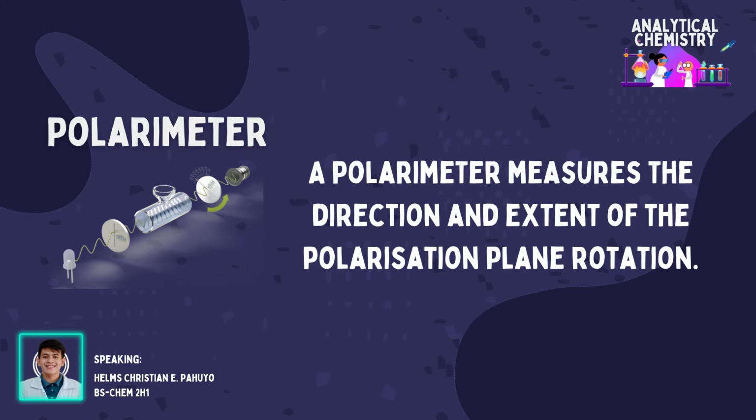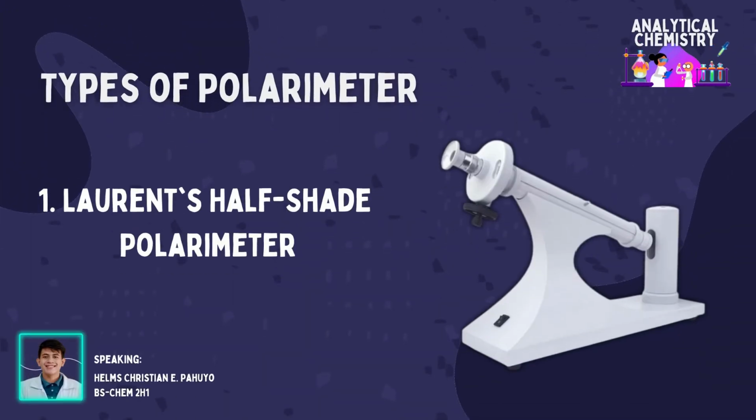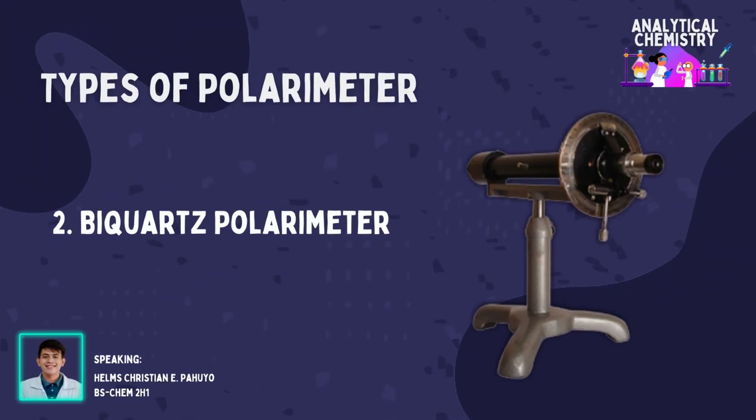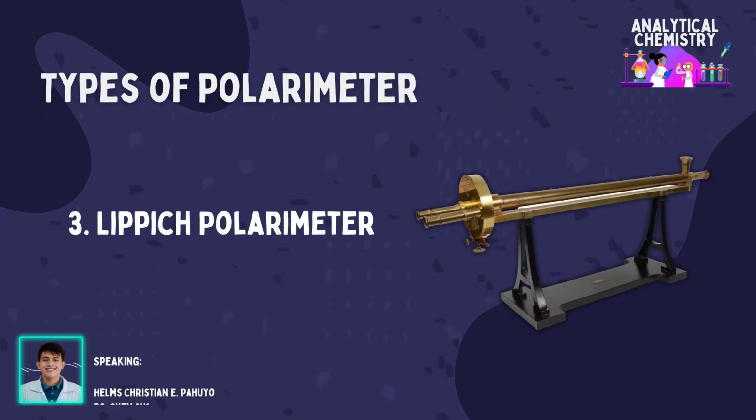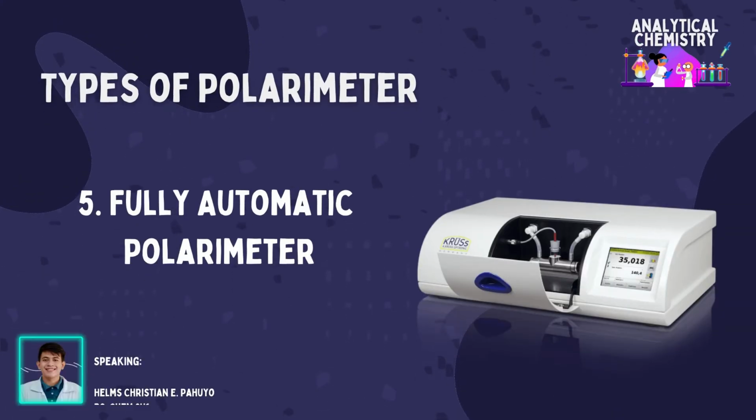Depending on the type of instrument, the analyzer is rotated manually or automatically until the maximum intensity of the light falls on the detector. A few different types of polarimeters include Lorentz half-shade polarimeter, biquartz polarimeter, Lippich polarimeter, manual polarimeter, and fully automatic polarimeter.